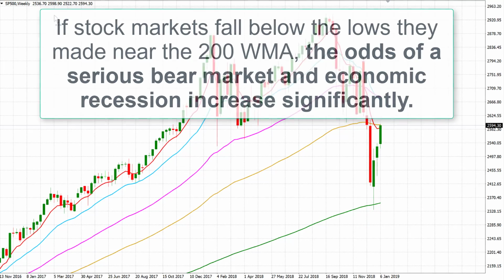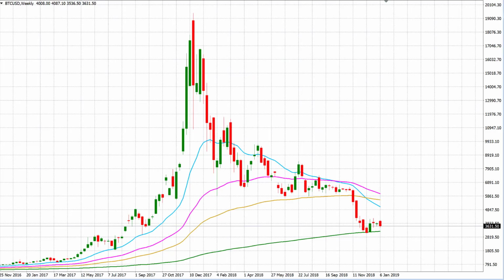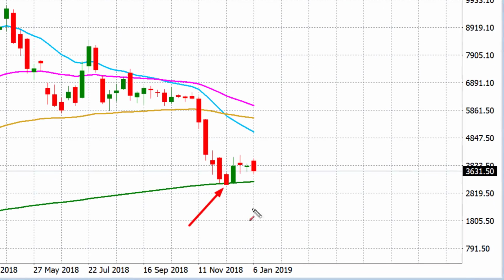The same thing, by the way, is true for other markets, including Bitcoin. Bitcoin has fallen quite significantly already, about 80 to 85%. The bottom line is this: at the moment, Bitcoin has respected and held the 200 weekly average and bounced off that level. But the question is, can it remain above that level? If we draw a horizontal line across that level, it's about a 3,100 level.